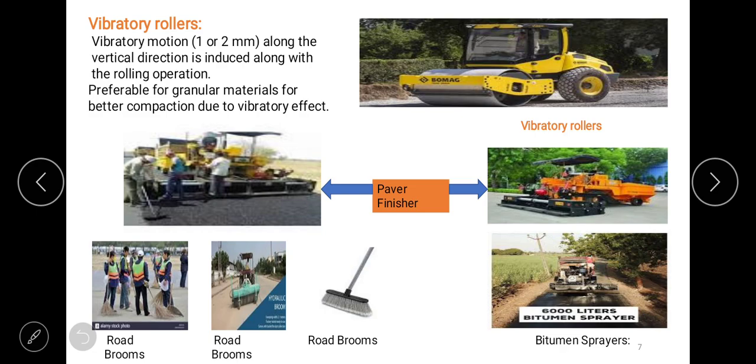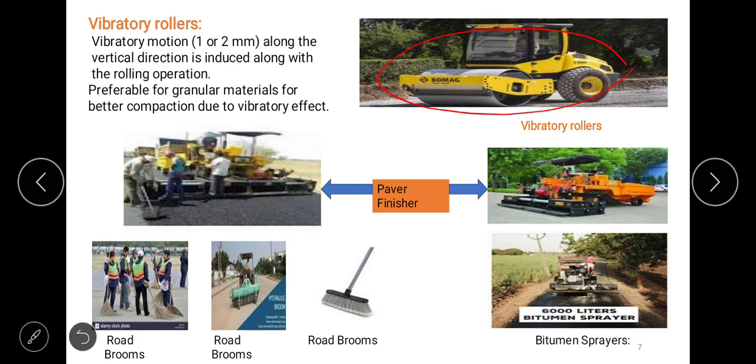Then vibratory roller. Sometimes it requires to vibrate it, means by automatically producing the vibrations in vertical direction. So vibratory motion of 1 or 2 mm along the vertical direction is induced, I have already said, along with the rolling operation. Preferable for granular materials for better compaction due to vibratory effect.